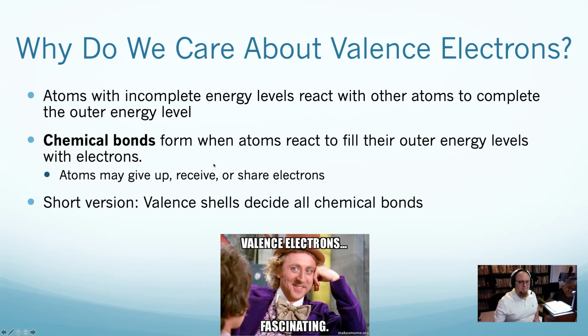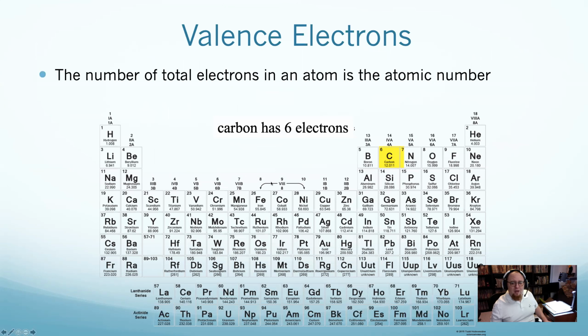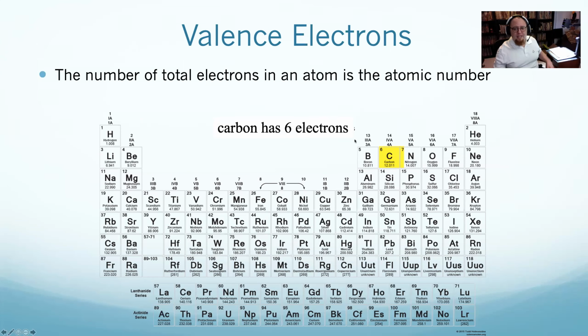Okay. Now, here's the nice thing. All we're going to care about is valence electrons. We're not going to care about the other electrons. And I'll come back to how we're going to figure out valence electrons in a second. But if you have a periodic table, let's say I look at carbon. Its atomic number is the total number of electrons it has. Carbon is atomic number 6. So therefore, carbon has 6 electrons.